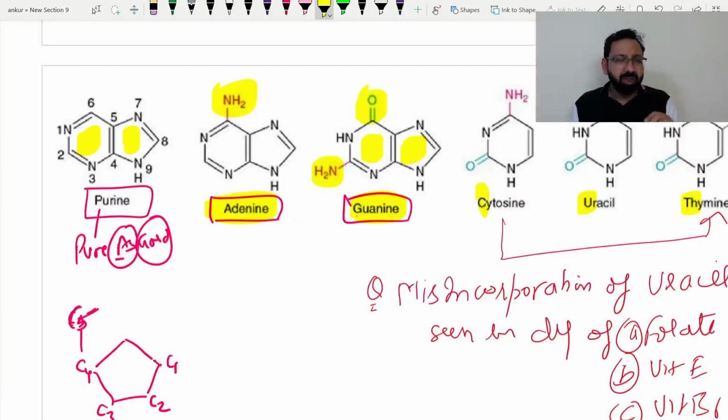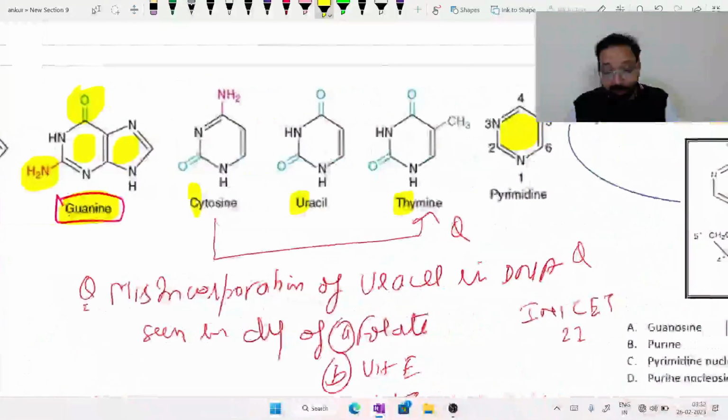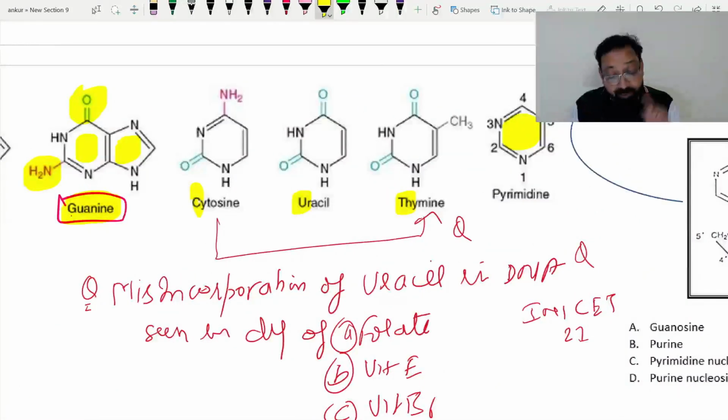Previously I used to teach that if you see the amino group at the top, A for amine, A for adenine. But later on I found that in many MLE pattern questions they rotated the structure, so it's not on top. Simply remember: adenine has only amine, guanine has amine plus keto group. Got the point? Now, cytosine, uracil, and thymine were recently asked.